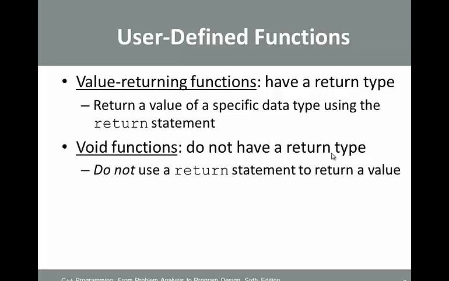Now we have two different kinds of functions. We either have a value returning function. Let's say we have the power of, the pow function. We're sending the function the base and the power, the exponent, and then we're supposed to return the result, when the base is raised to the power. So you know that it's going to be a value returning function.